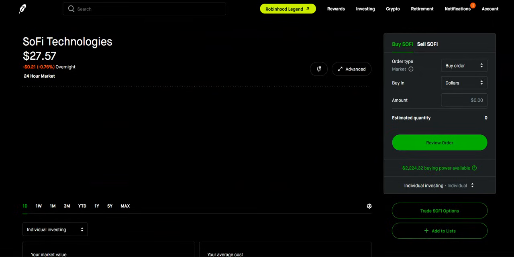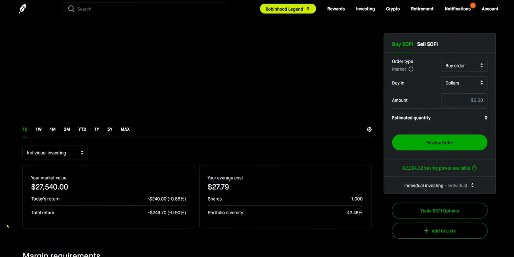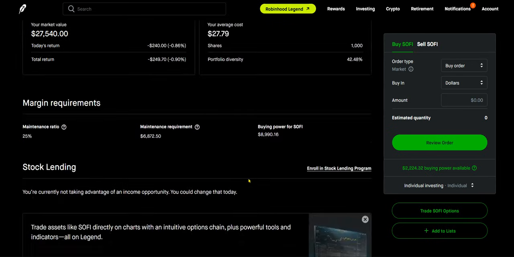All right. Next, we have SoFi. SoFi is $27.57. It's down 21 cents in the overnight market. Now, for those that may not be aware, SoFi, I think, did a $1.5 billion share buyback, if I got that correctly. But anyway, I have $27,540. We're down $249. Average cost is $27.79 for 1,000 shares. All right.